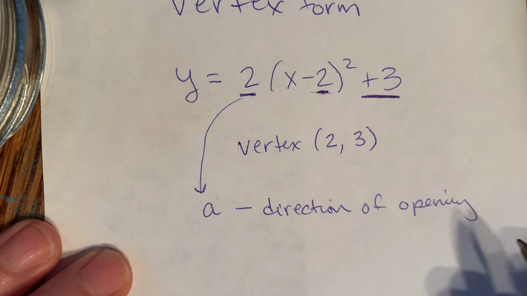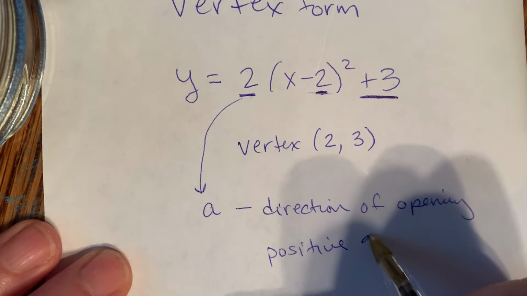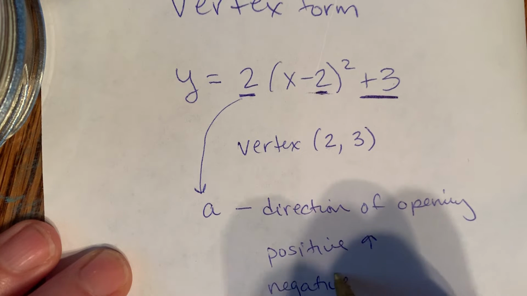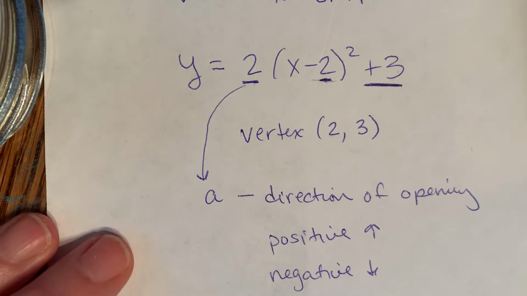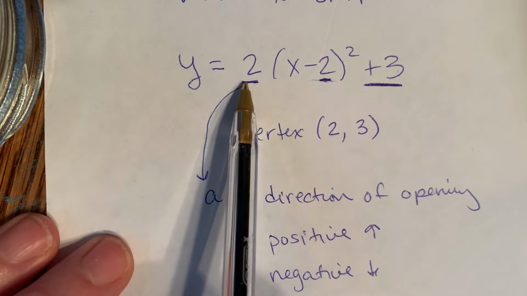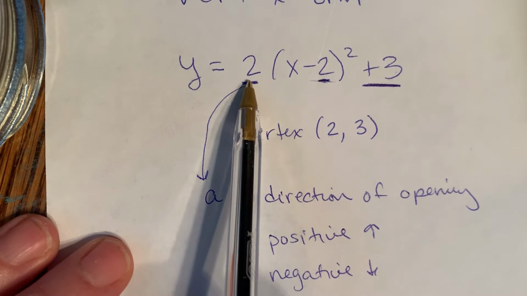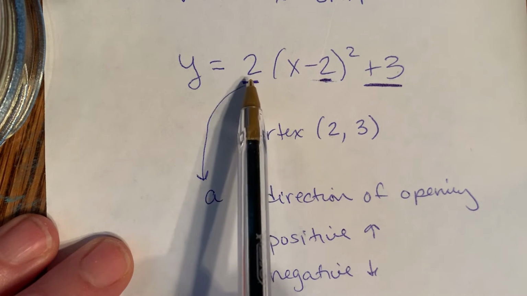If A is positive, then your parabola opens up. And if A is negative, then your parabola opens down. So that's a quick check. If you're ever graphing something on Khan Academy and your parabola opens up, but in your equation this number is negative, then you know you're wrong because the parabola should open down if that's negative. Our parabola is going to open up.